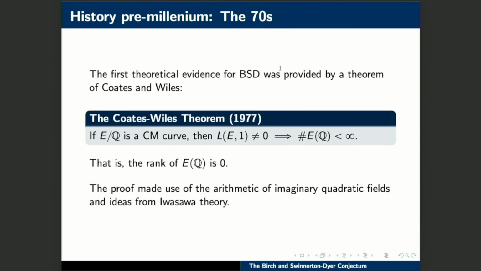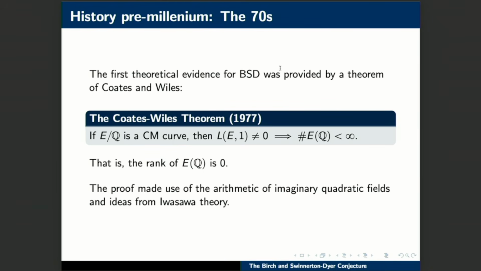But it took about a decade to get to the first theoretical evidence for the Birch and Swinnerton-Dyer conjecture, and that came in a theorem of John Coates and Andrew Wiles. They show that for these curves that have complex multiplication, the curves that Birch and Swinnerton-Dyer looked at more closely, if the L function doesn't vanish at 1, then the rank of the Mordell-Weil group, which is the group of rational points, is 0. In other words, there are finitely many rational points on the curve.